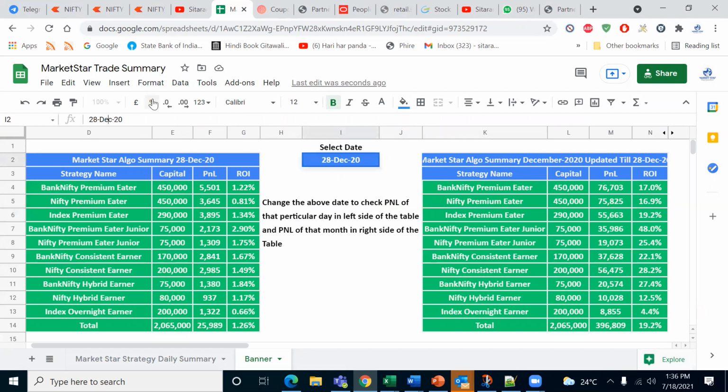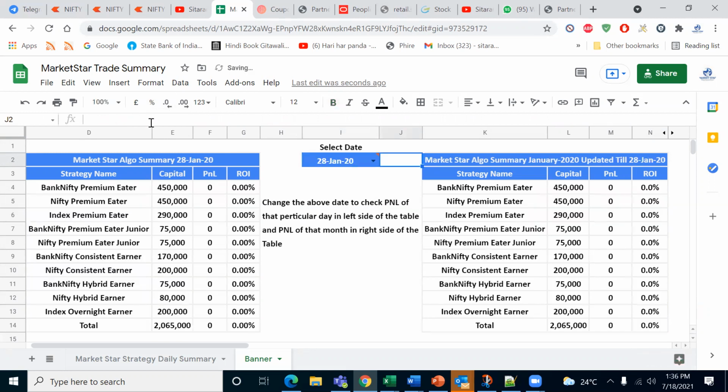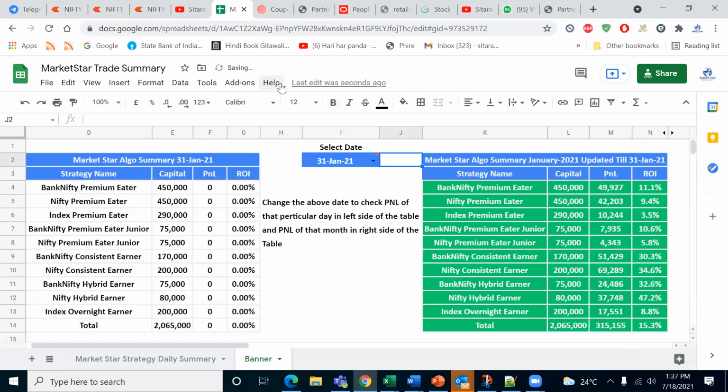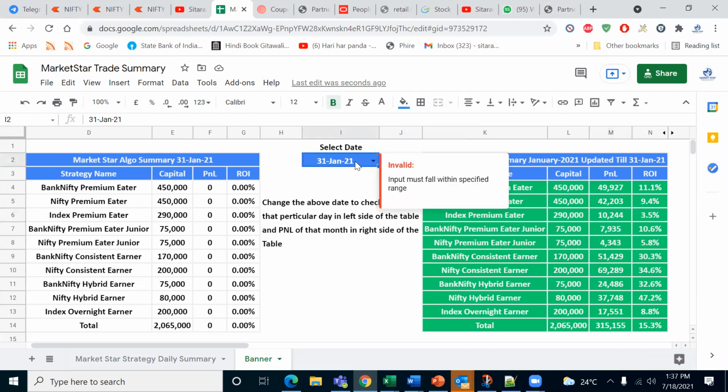Index premium meter has given 19.2% total profit in the month of December. Let's move to January. I have to make it 21. In the month of January also, index premium meter has given you 12,485, which is 4.3%, which is not bad. 5% also is good. There is no negative month, that's what I can see. If I move a little bit to 31st of Jan, so 10,000, 3.5%. Oh, this is an invalid date.